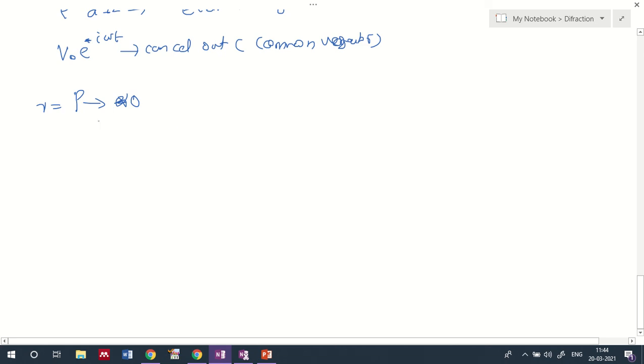Namely, if rho is approaching 0, the second integral approaches a value where we only obtain that v_P, that is e raised to ikr by r. If you represent r as rho, e raised to ik rho by rho, and rho approaches 0, then you obtain only the value corresponding to u. Then you can say that at that point the wave function will be only u, which we represent as u_P here.